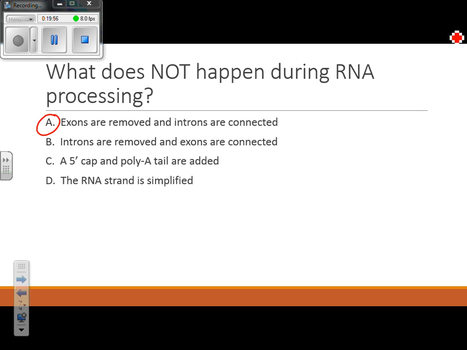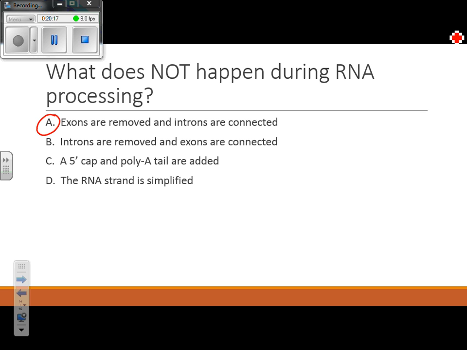I have no idea why they named the introns like they did, because the introns are the ones that you actually want to splice out, to get out of there. The introns are non-coding segments. They do play a role in DNA fingerprinting and stuff. They do not play a role in sending messages, okay?